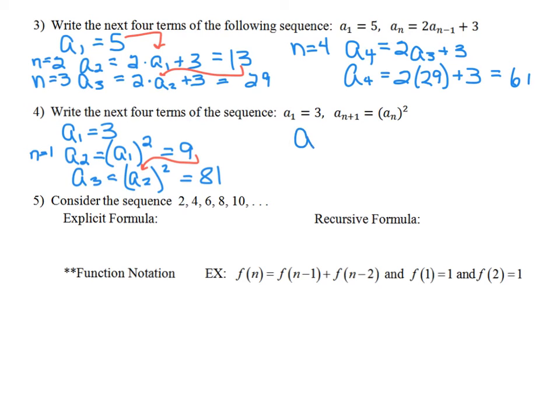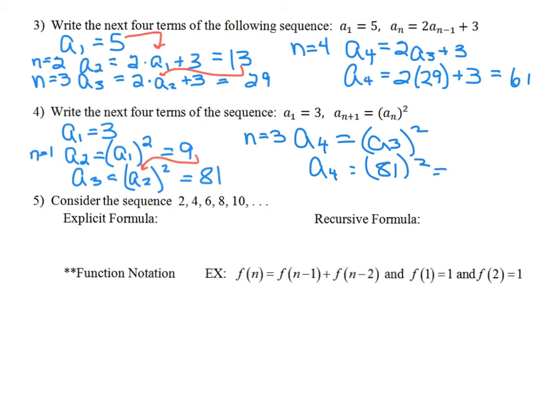And for my fourth term, we're going to say a sub 4 means that right now n is equal to 3. So we're going to take the third term and we're going to square it. I think I need my calculator for that one. So a4 is equal to 81 squared.